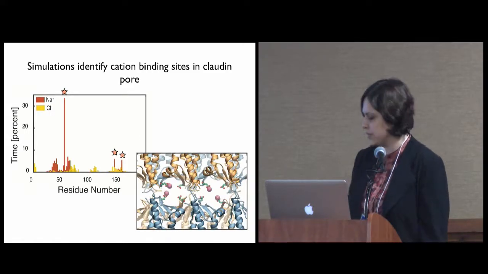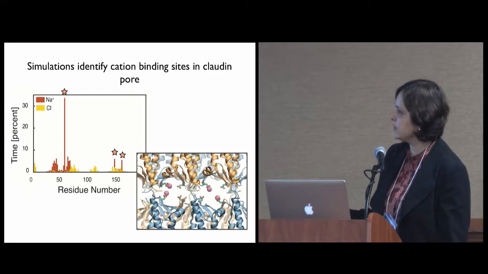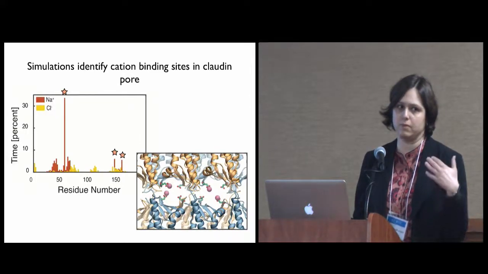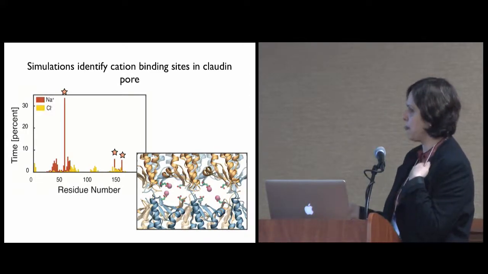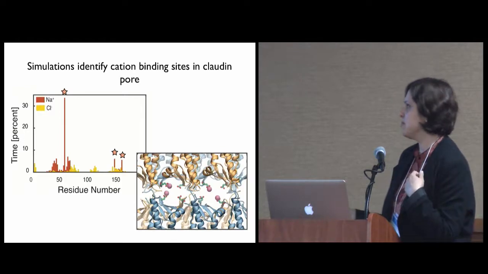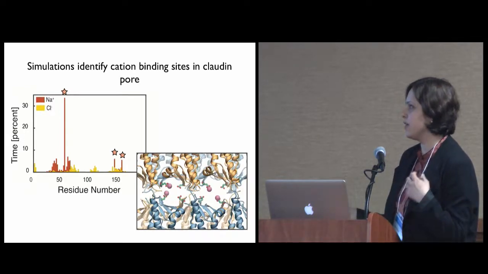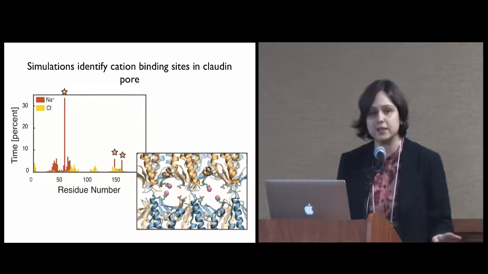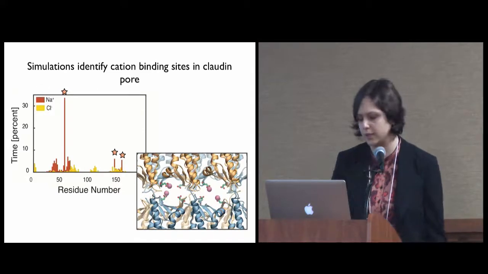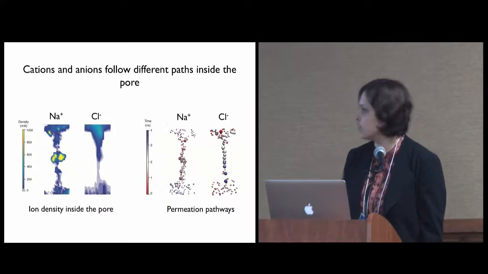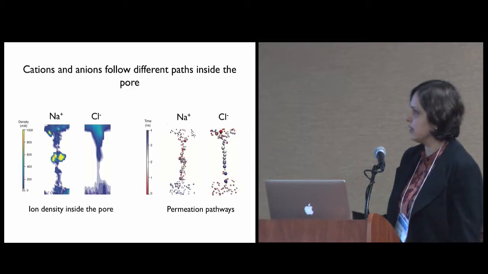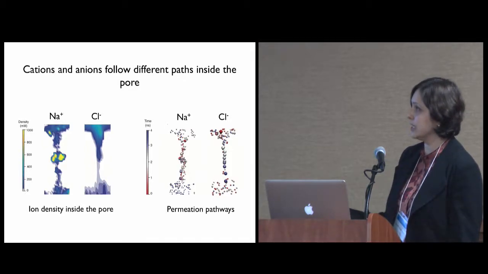So what we did afterwards, this is how it looks. We have four of these residues because we have four claudins in each pore, and they provide a very strong binding site for sodium as well as the other cations that we're going through. So what we did next, this is again iterating the same thing: we looked at the density of the ions.